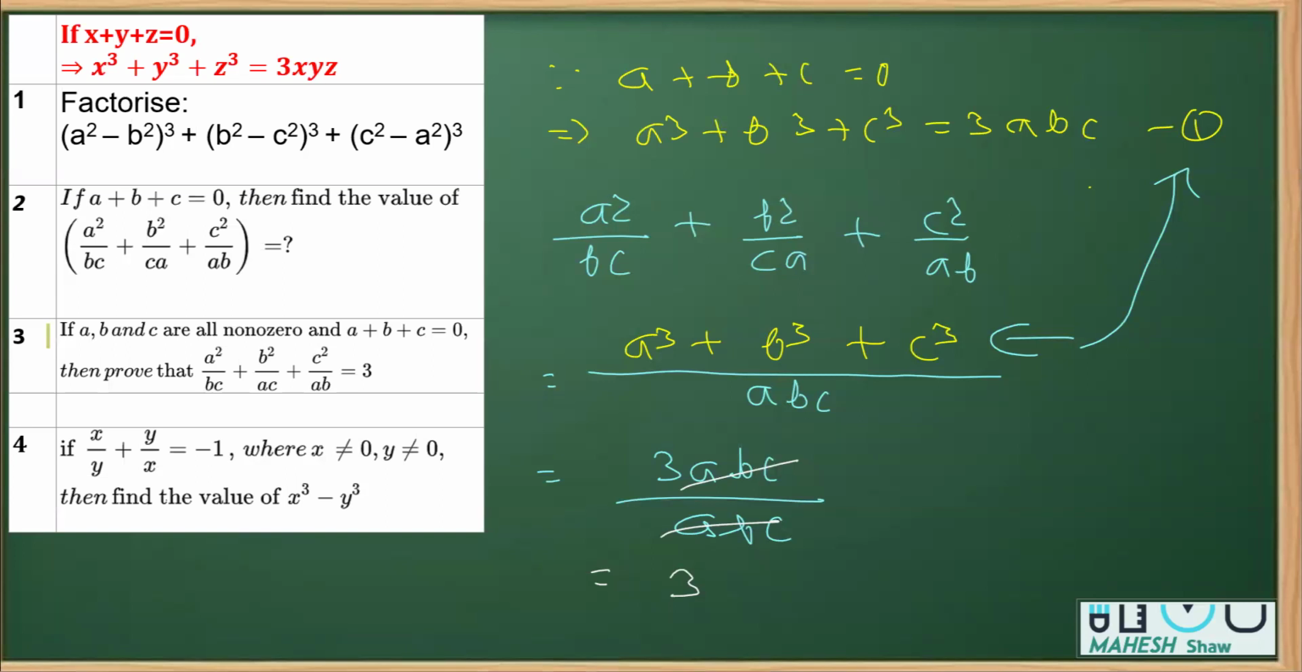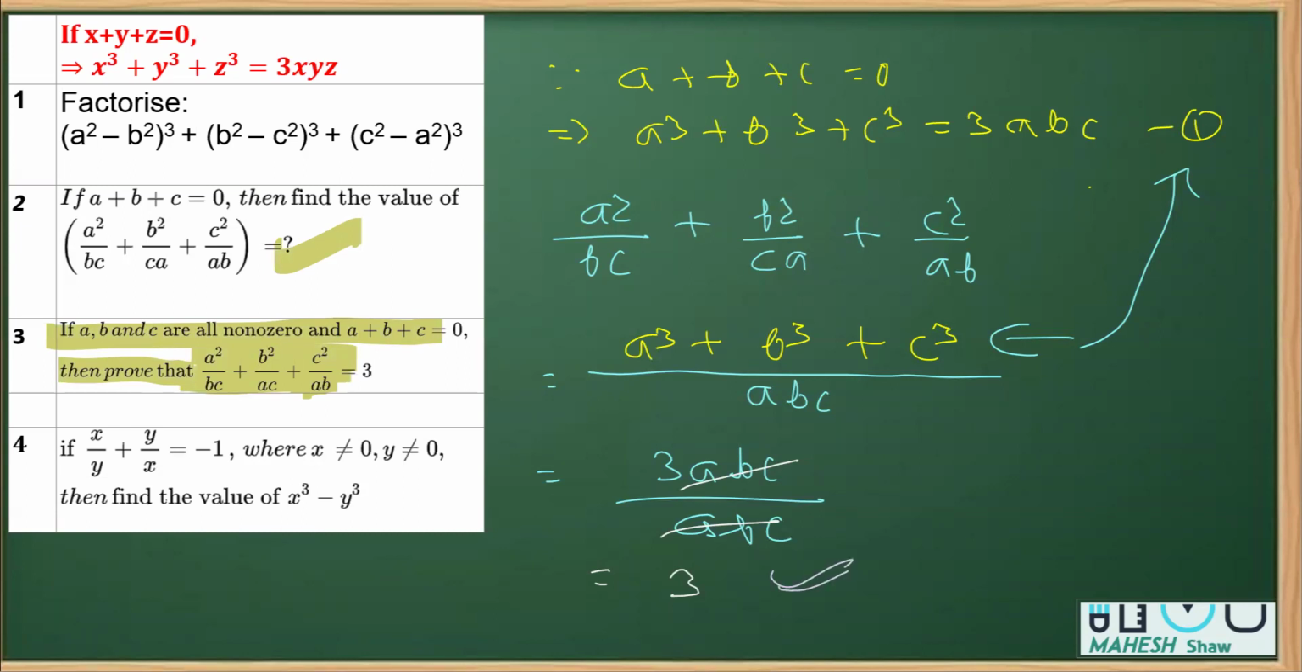Now, when I look into the third part, you see that it's almost the same thing. We have to show that this time. In the previous part, we had to find the value of this, and this time we have to show that a square over bc plus b square over ac plus c square over ab is equal to 3. So we actually have done the third part as well.